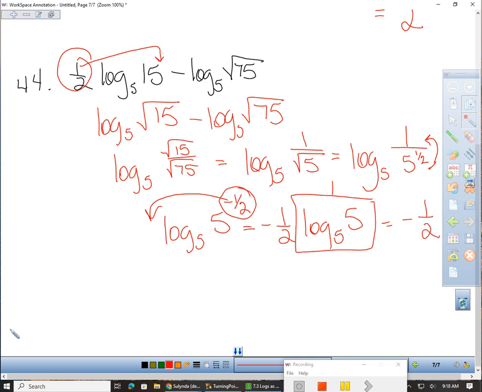Is this the only approach? Of course not. You could have made this a 1/2 exponent and moved it out in front, undistributed the 1/2, and then we have other options that could happen. There are different ways to approach it, but all of them use your properties.